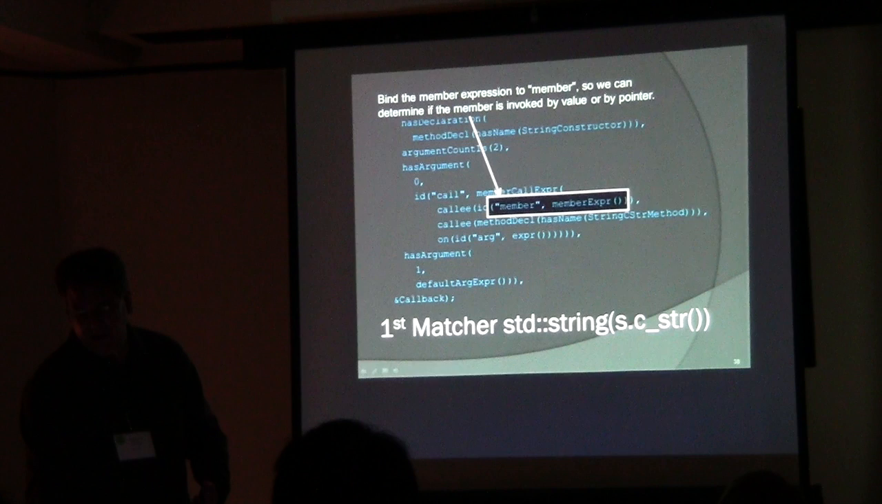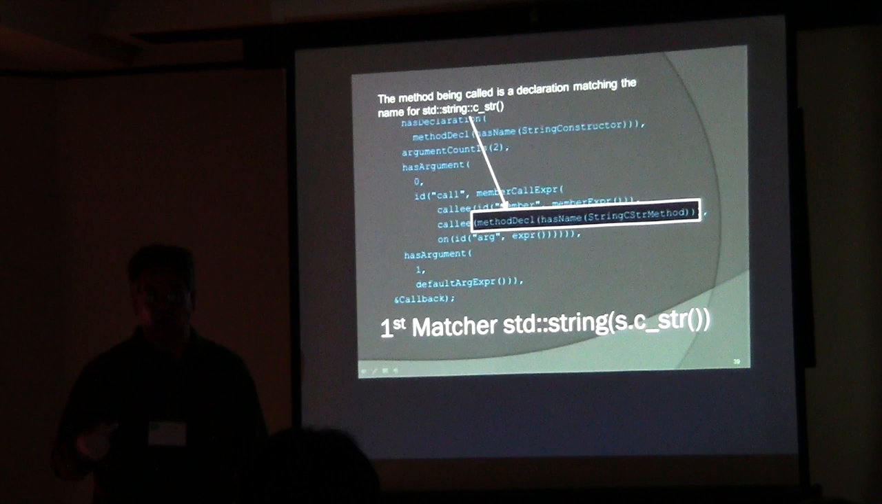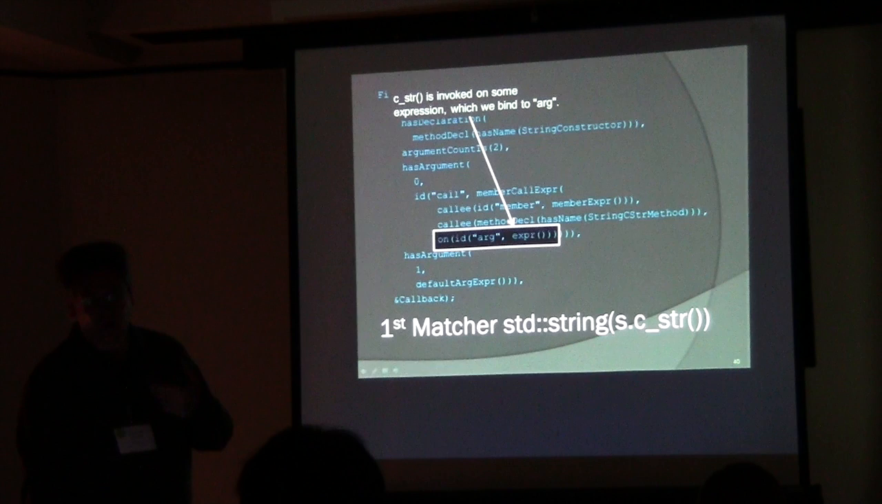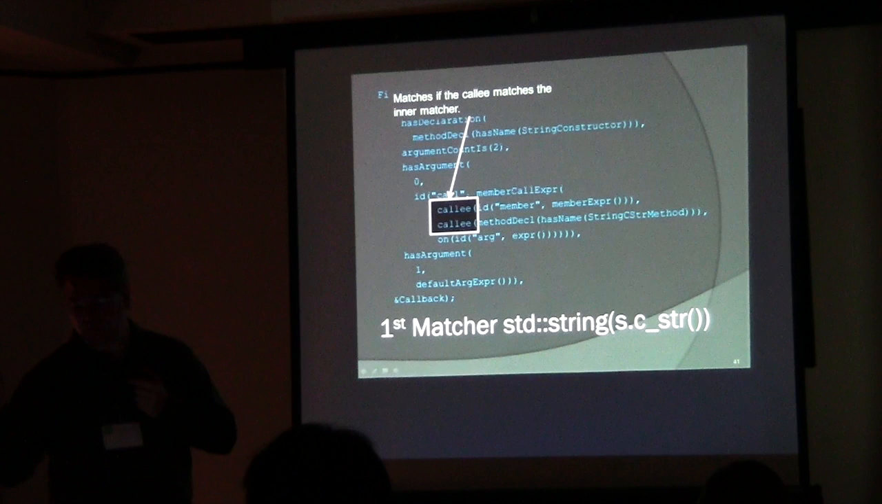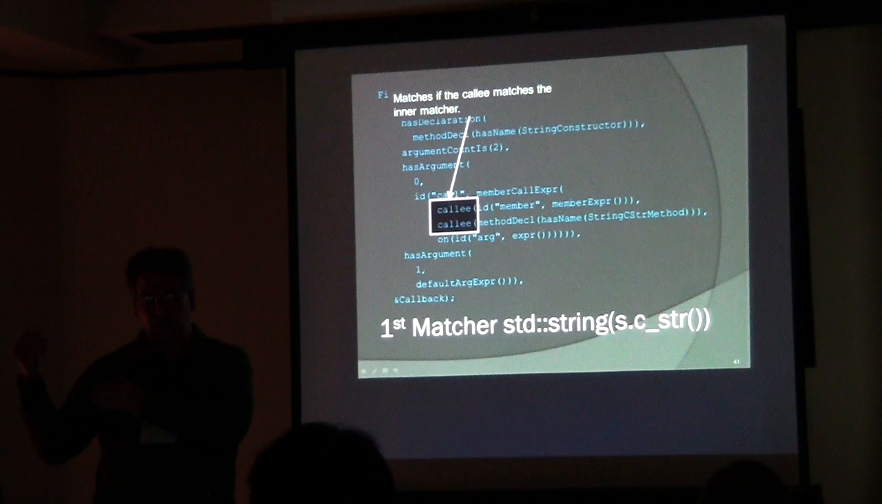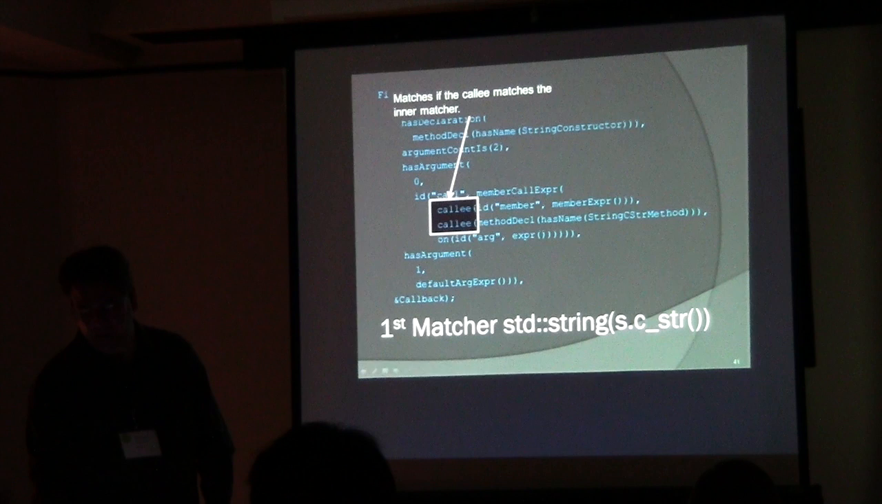And they say that the member call that we're matching against has to be declared with the name of the string c_str method. They're also going to want the argument to this member call, so they're binding that up. These callee matchers, the inner matcher in the first case, member expression and then method decl, match up between the actual call and the callee. It's the callee that we want to match against. And then the second argument should be the default argument.